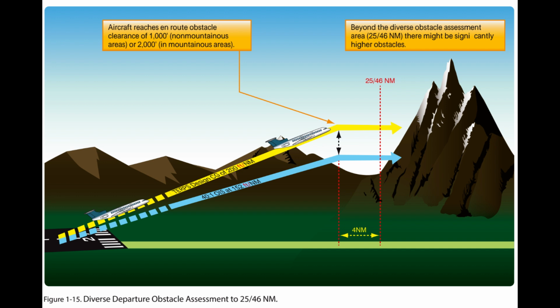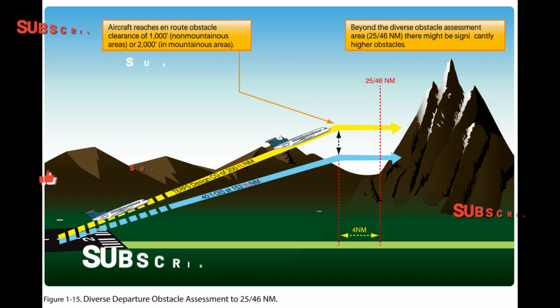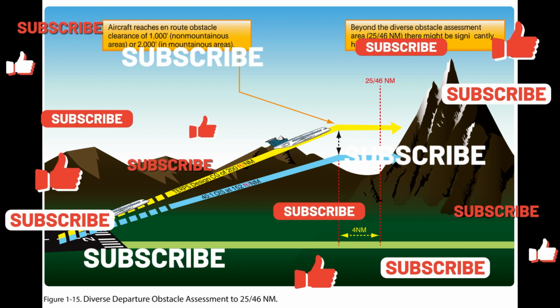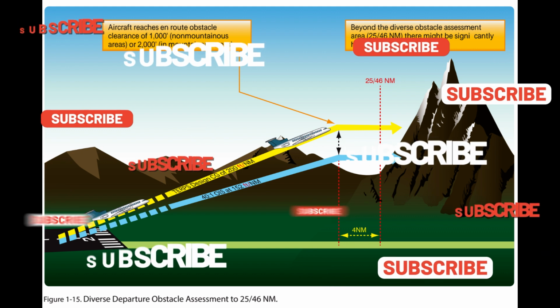If taking off from a runway using a diverse departure, a runway without a published ODP, beyond these distances the pilot is responsible for obstacle clearance if not operating on a published route, and if below the MEA or MOCA of a published route, or below an ATC assigned altitude.